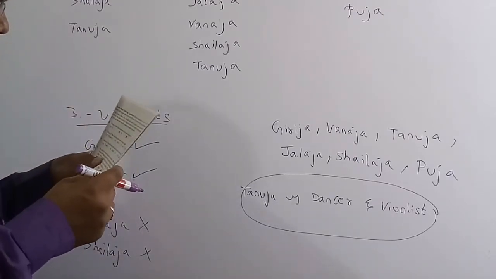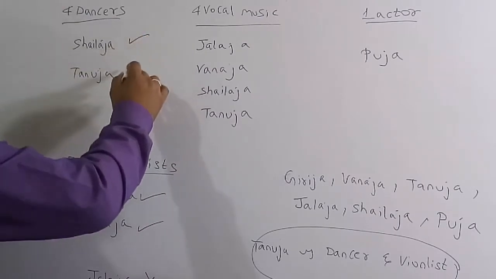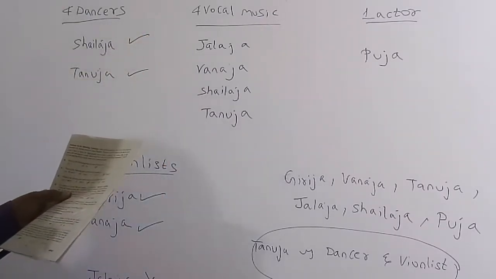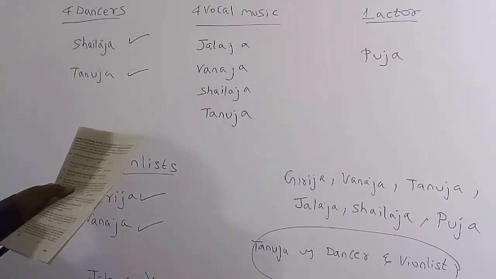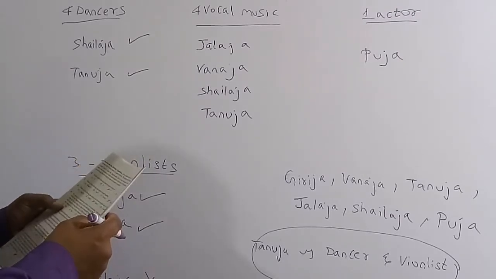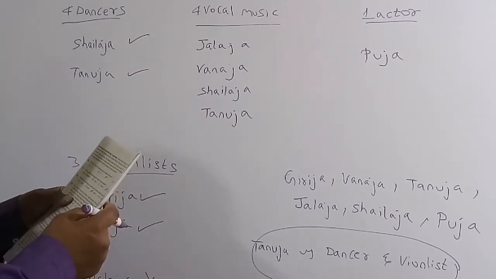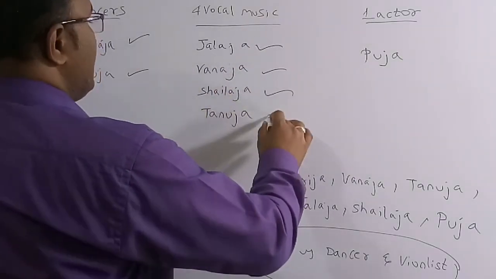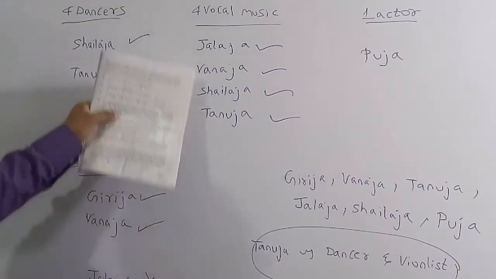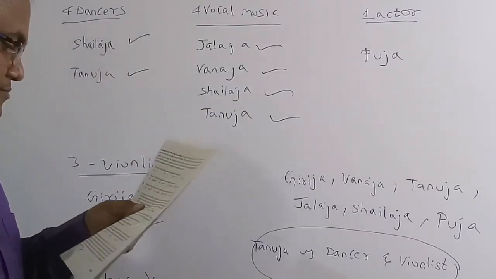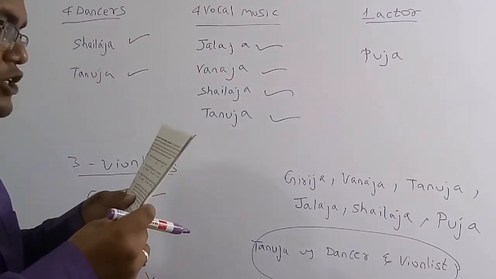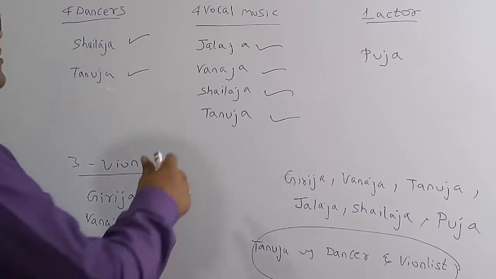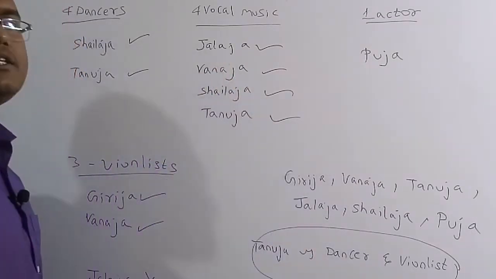Shailaja and Tanuja are among the dancers, so these 2 girls are the dancers. Jalaja, Vanaja, Shailaja and Tanuja are all vocal musicians. So these 4 girls are the vocal musicians, and 2 of them are also violinists. So among these 4, 2 people are the violinists.